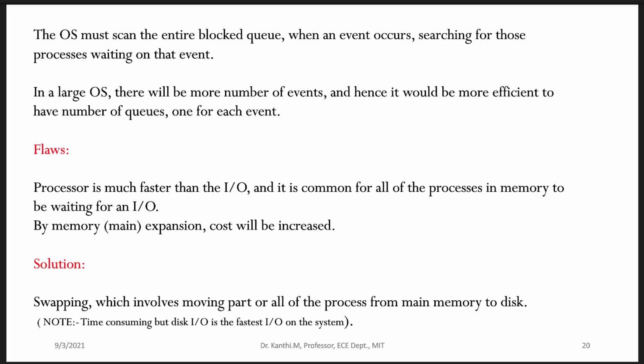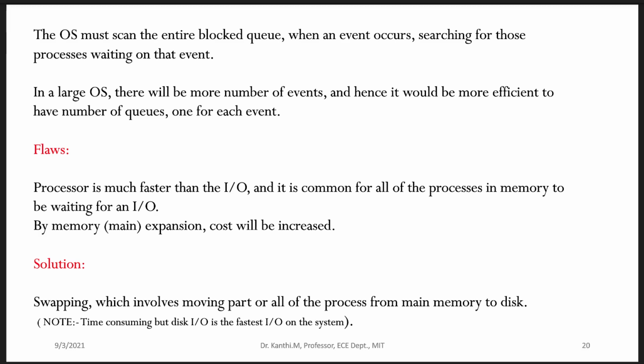Swapping, in the sense, consider what we mean here. Consider that a particular process needs an IO and it is put up in the blocked queue. The blocked queue is also part of your main memory, correct? So it is waiting in the main memory, which means it is waiting for an event. Until the event occurs, it is still put up in the main memory. So I may be underutilizing my memory.